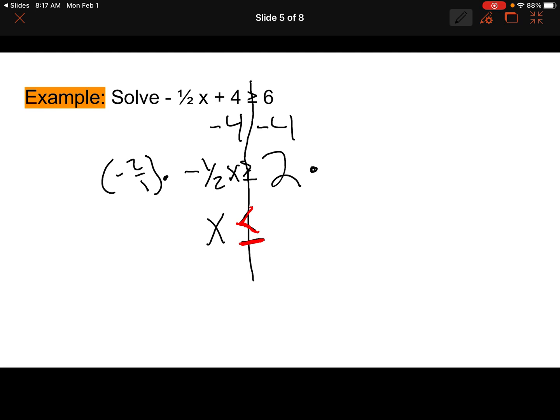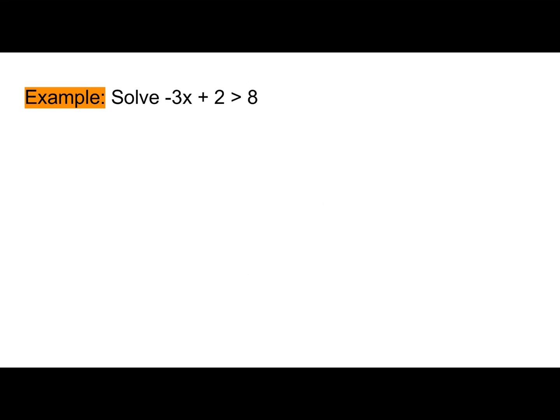And then we're also multiplying this 2 by negative 2. So 2 times negative 2 will give us a negative 4. So x is less than or equal to negative 4. Notice how we started at a greater than or equal to sign, and we ended at a less than or equal to sign, where x did not change sides, but since we multiplied by a negative number, we had to switch it. All right, got a few more examples here.